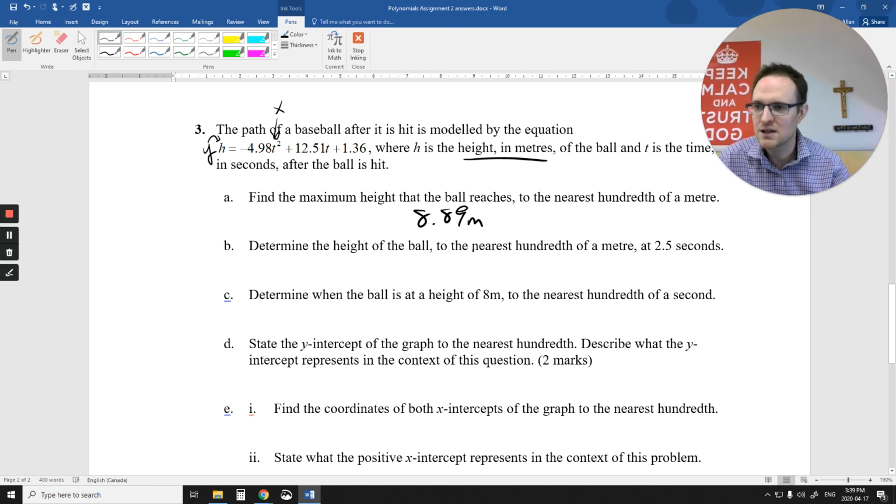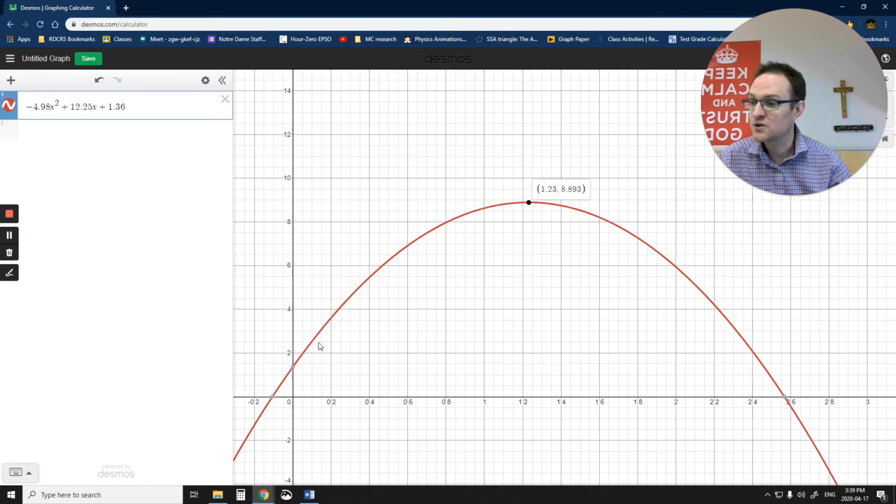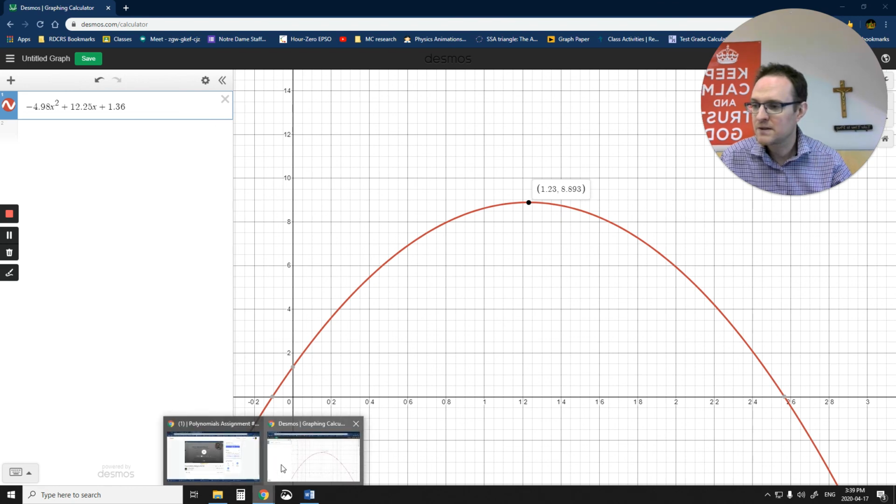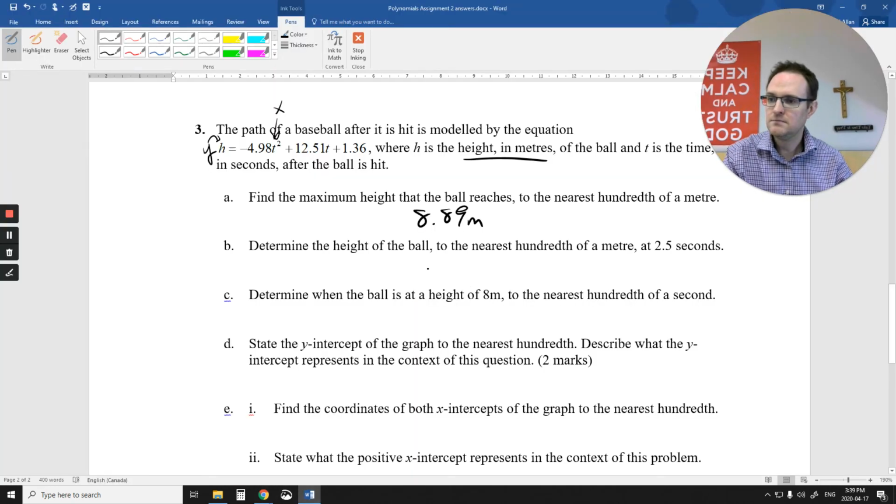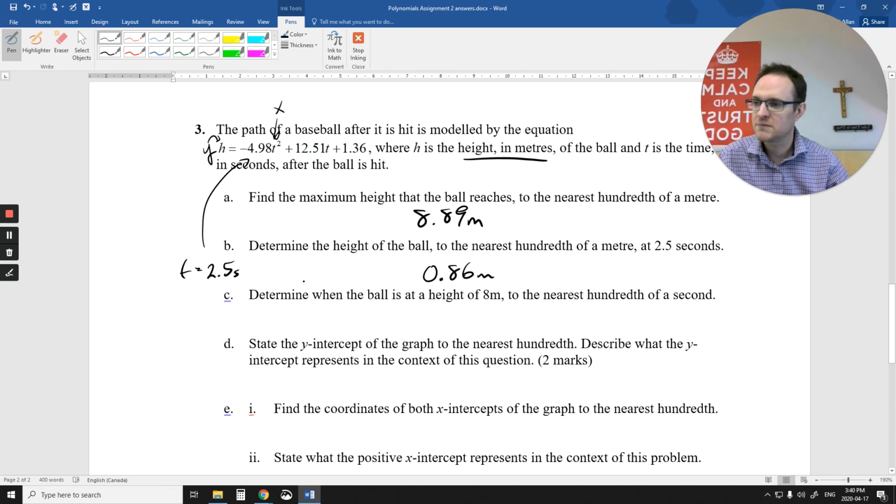Determine the height of the ball to the nearest hundredth at 2.5 seconds. I can go back to my graph. You hit trace 2.5, or just drag your cursor over until you find it. Right there, 0.86. You can also just put that into the equation. If t is equal to 2.5 seconds, I could put that into this equation where all those t's are. If I just use the graph, why not use the graph?